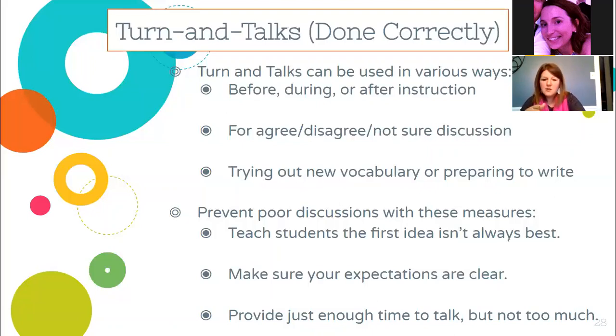You could also teach them that the first idea isn't always the best. And if you have a good rapport with your class, like we talked about, then you're going to have students who feel safe making mistakes in your classroom, which is a great place to be in. If they feel safe in your classroom, that's awesome. But if you've taught them that the first answer isn't always the best, then you're not going to have every student saying, I agree with Kaylee, I agree with Gina, because the first answer that somebody said might not have been the best one.